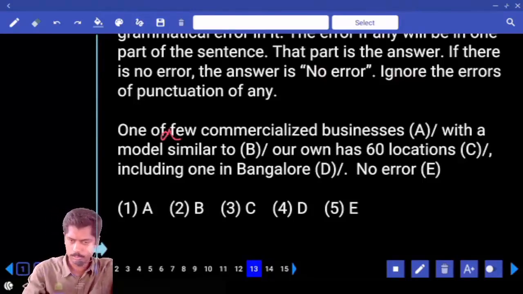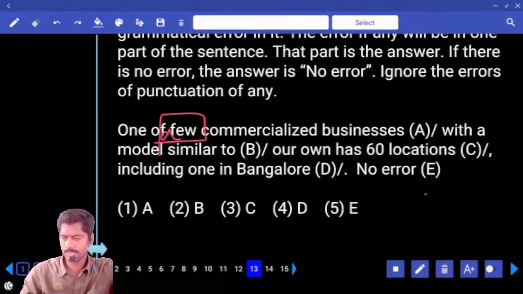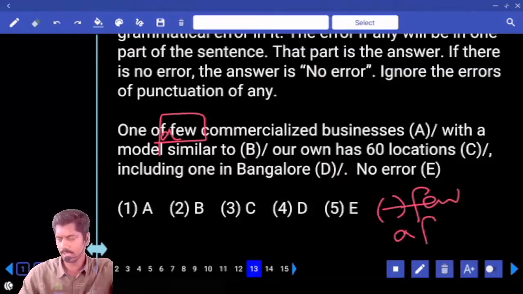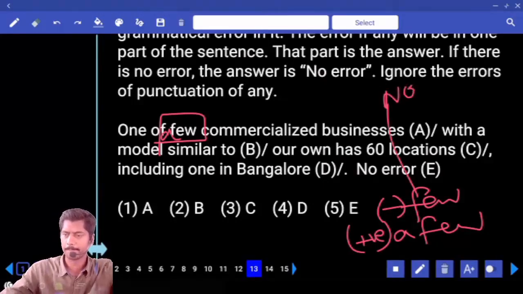A few. Few means negative meaning. A few means positive meaning. Just a few means almost nothing. None, nothing.